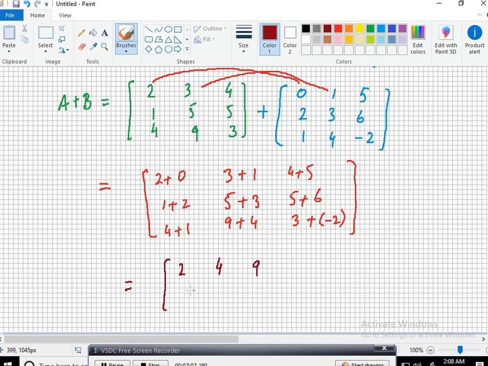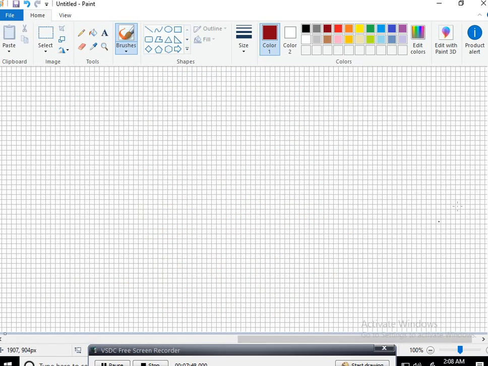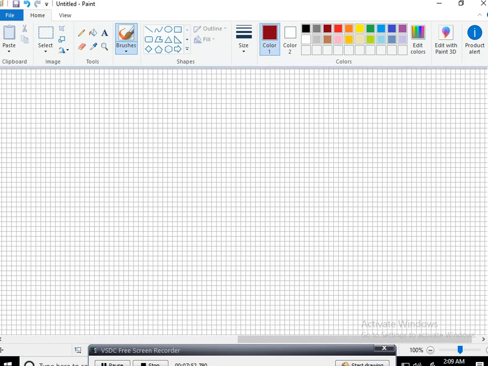In place of A, I will write the matrix of A, which is 2, 1, 4, 3, 5, 9, 4, 5, 3, plus B. B is 0, 2, 1, 1, 3, 4, 5, 6, minus 2.